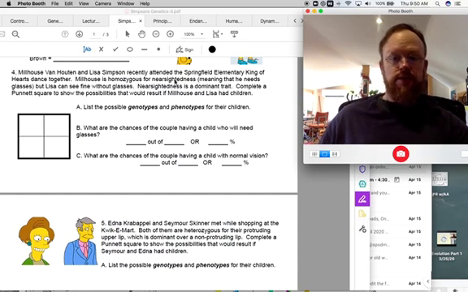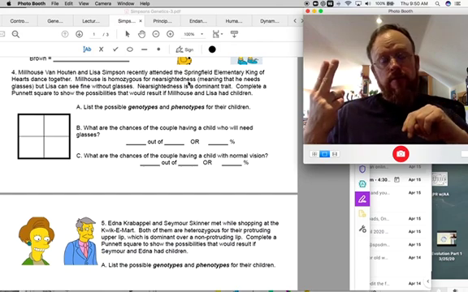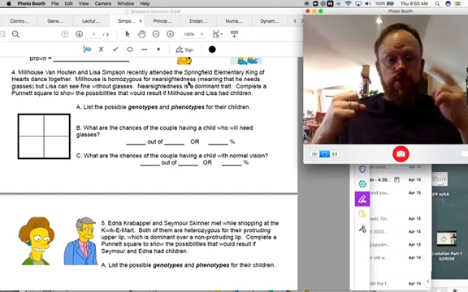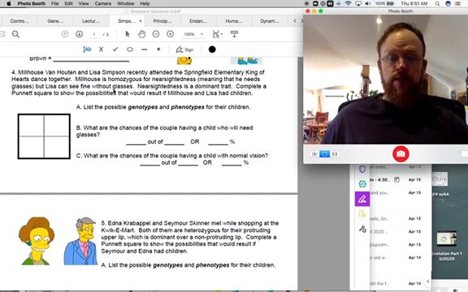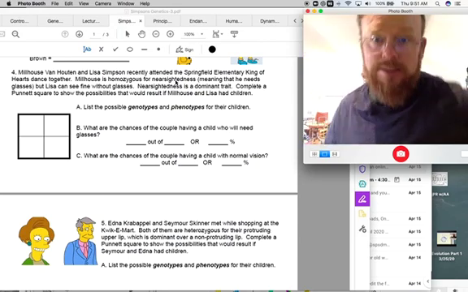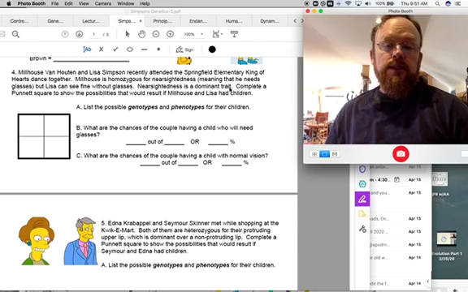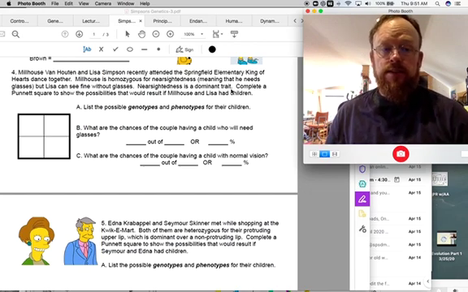Milhouse is homozygous for nearsightedness, so that means he's going to have two of the same alleles. It's either going to be two dominant or two recessive. That's something we know now. And it says Lisa can see fine without glasses. Okay, so nearsightedness is a trait that requires glasses. And it says nearsightedness is a dominant trait. So you know that the allele that causes nearsightedness is a capital letter. It's a dominant gene. Complete a Punnett square for this situation.